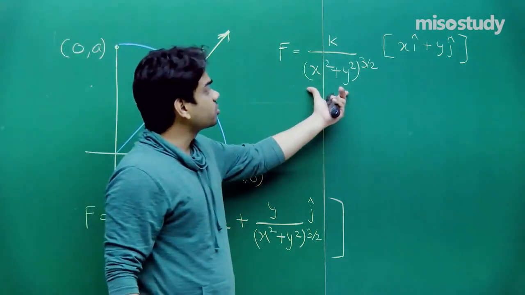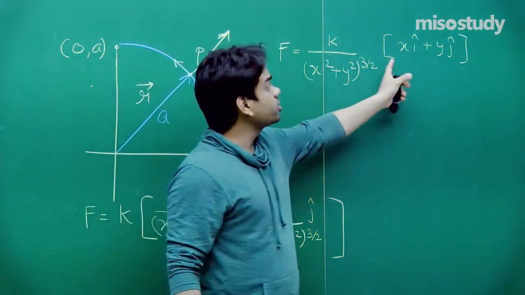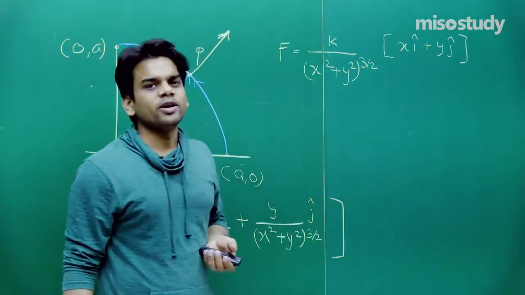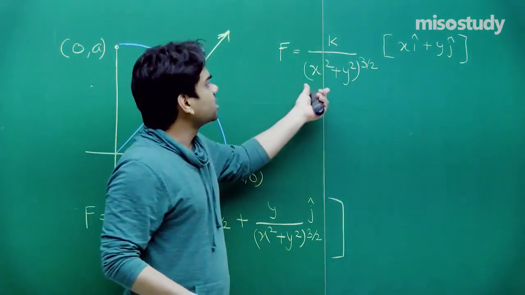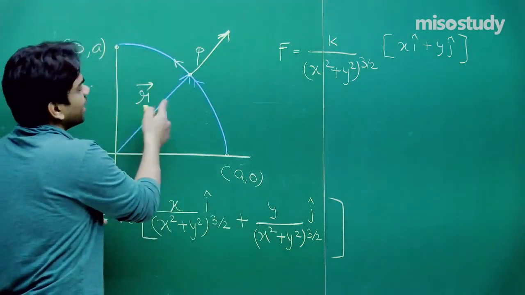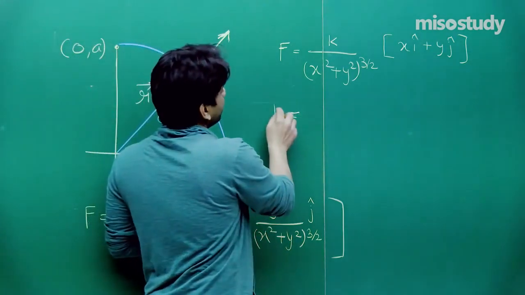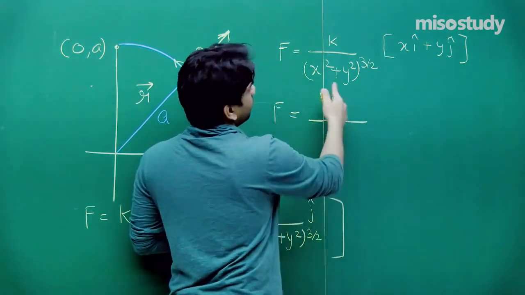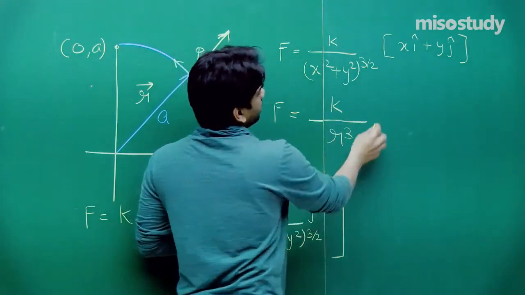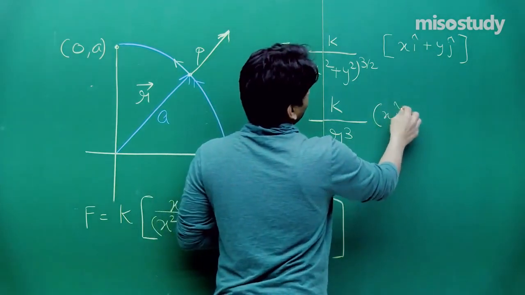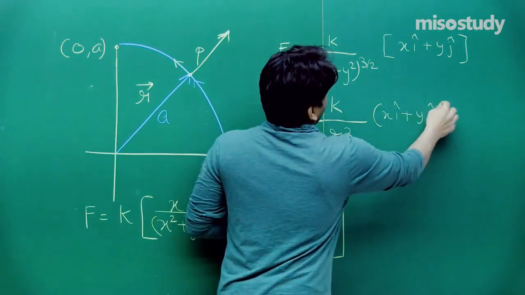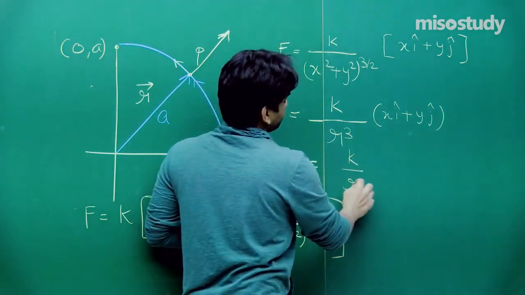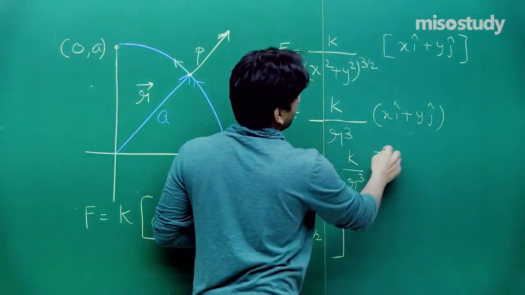Need not worry about this. This is a constant term. Worry about this direction term. Because (x square plus y square) power 3 by 2 you can easily write as the magnitude r cube. We can also write this force as k upon r cube, times xi cap plus yj cap, or in a simpler way, we can write k by r cube, and here we will have r vector.